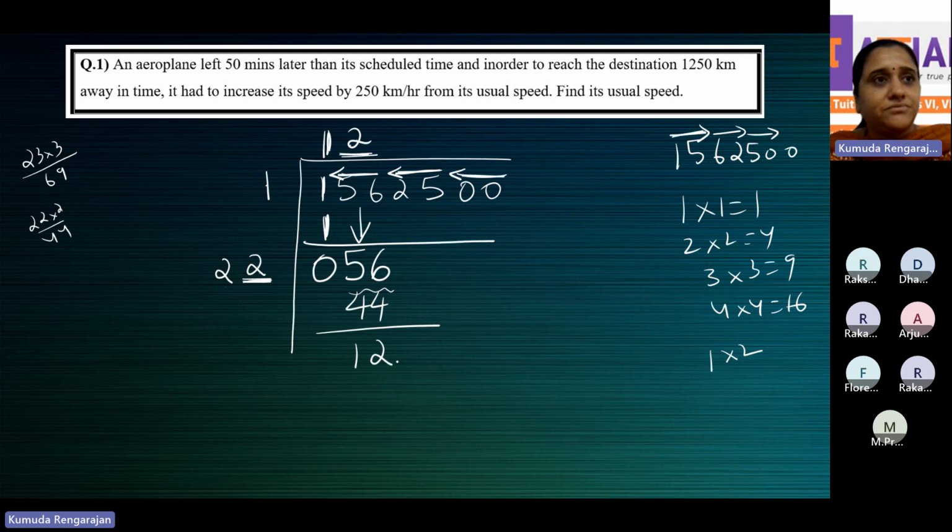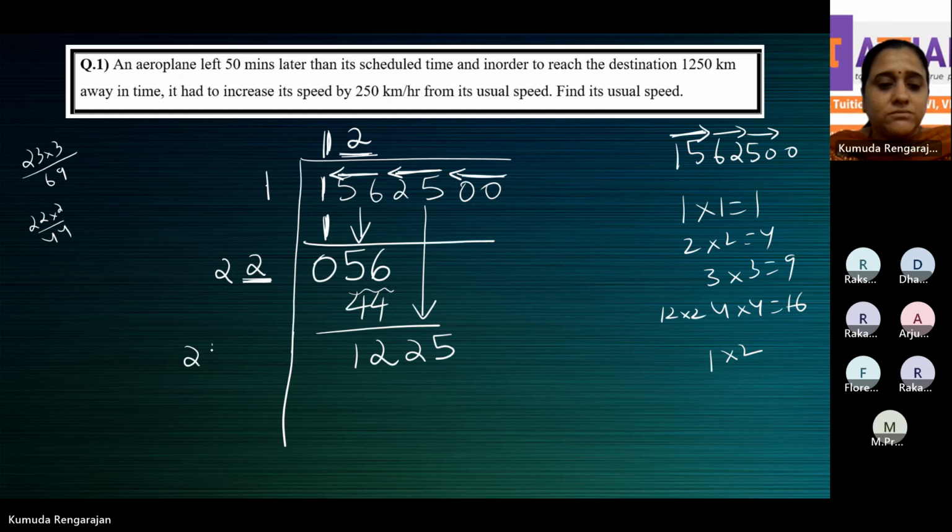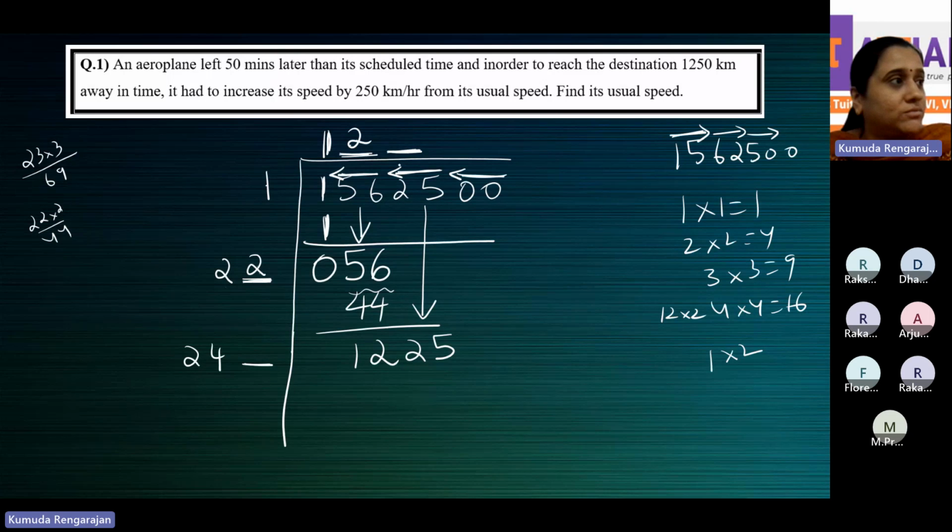Subtract. Bring the next pair down. Double the quotient. 12 into 2, 24. Now the quotient is 12. Take the full thing, 12. Double it, 24. That is 12 into 2, 24. Whatever digit you place here, you must place the same digit here also.